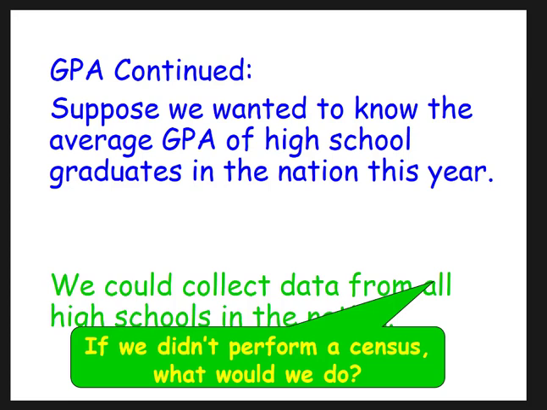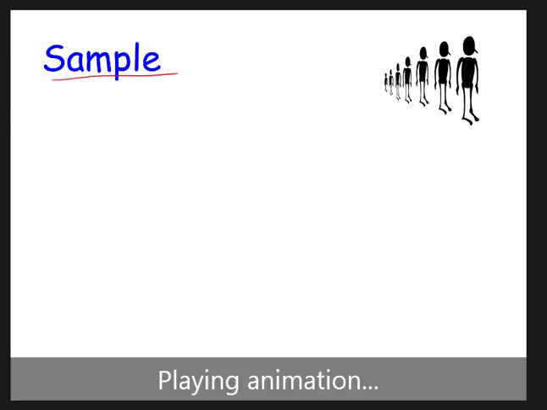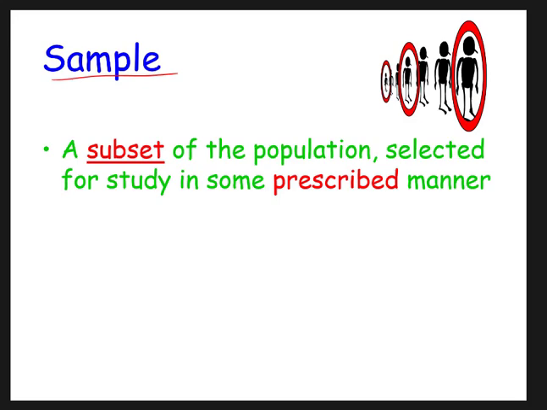If we didn't perform a census, what would we do? Well, a census is often very difficult to perform. Time and money are usually limiting factors because the population is usually rather large. And sometimes it's difficult to track down everybody in the population. So we take a sample. A sample is just a smaller group that is chosen from that population, so a subset from the population. But we can't just go and select any sample. We have to be careful how we go about that.